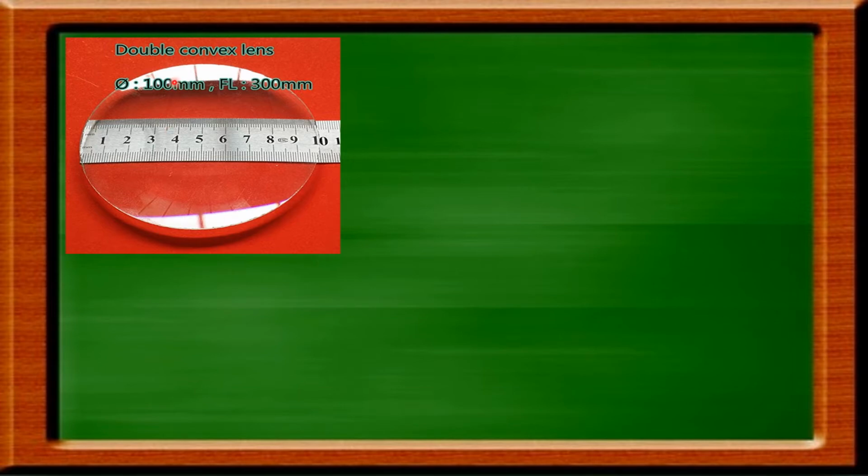And in order to understand this very easily, here I am showing like this. This one is the double convex lens. We can understand easily here. See, at the middle it is thick and at the edges it is thin. So it is called the double convex lens.